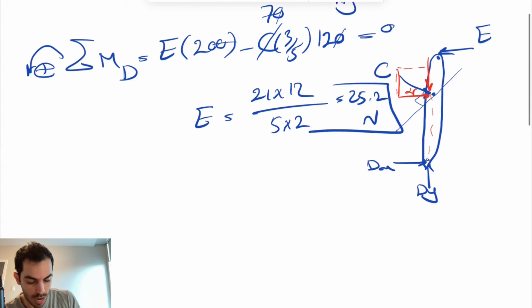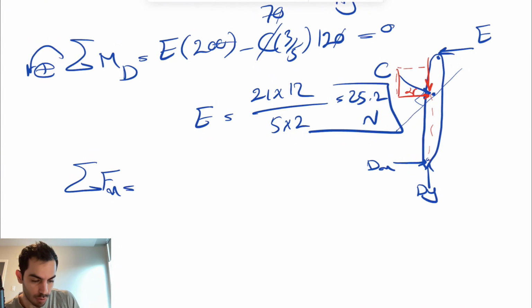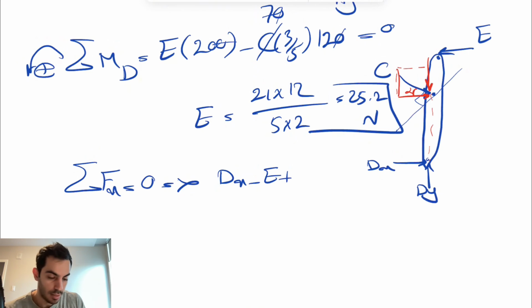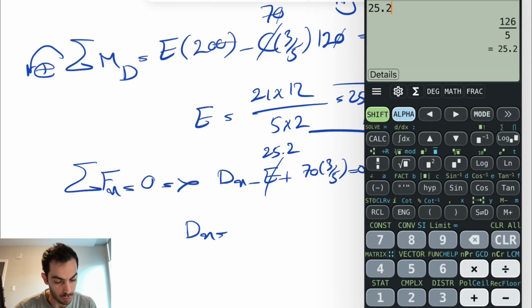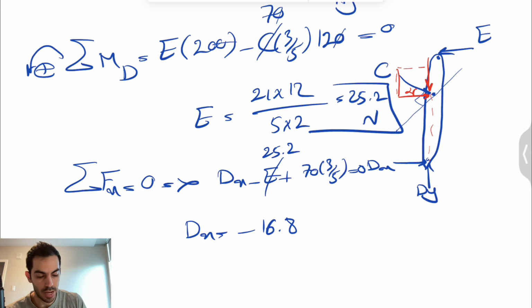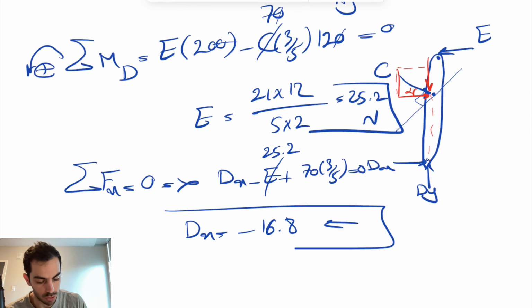Now we're going to use the other two equations that we have. Sum of all forces in X equals 0. So we're going to have dx minus E plus the X component of C, which is what we found, 70 times 3 over 5, equals 0. We figured E is 25.2, so dx would be basically 25.2 minus 70 times 0.6, or 3 divided by 5, and this is going to be minus 16.8. The negative sign shows that dx is actually to the left.